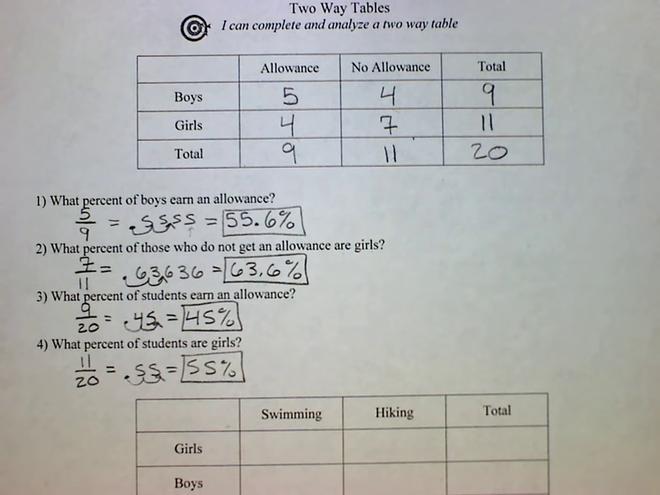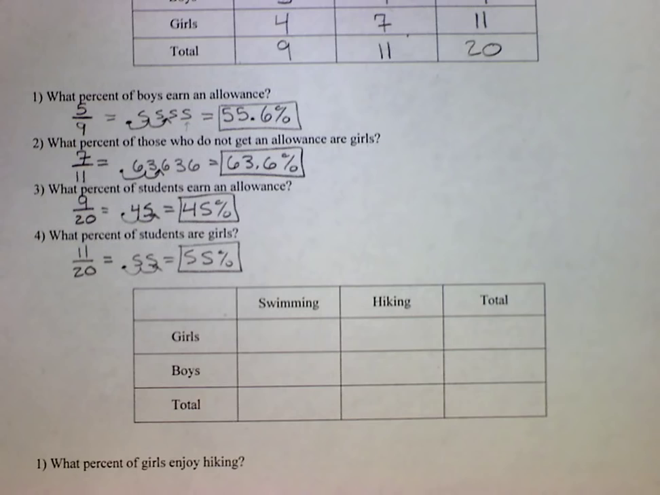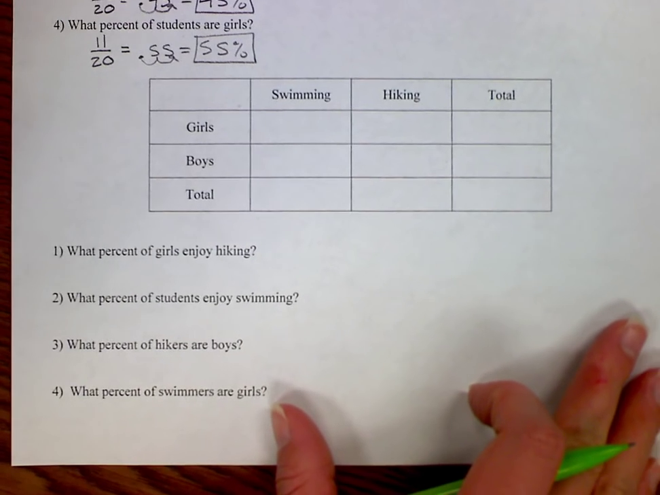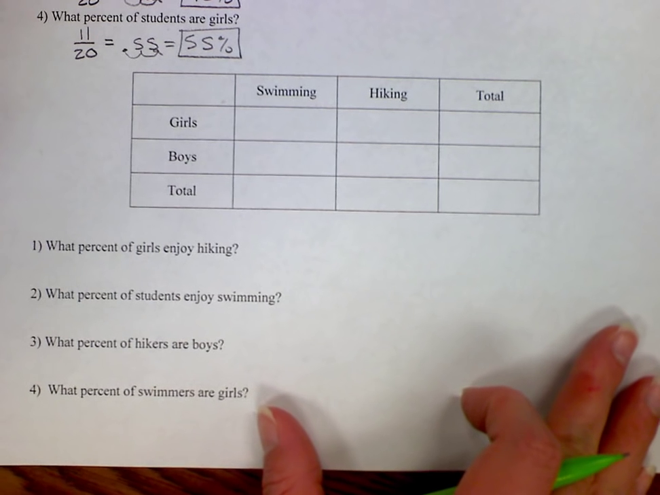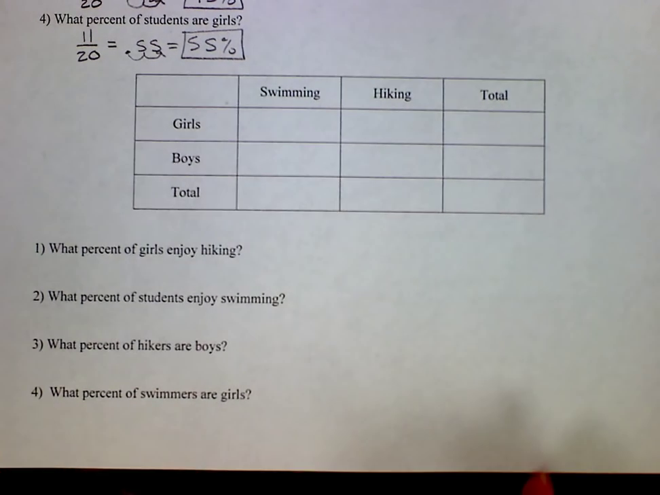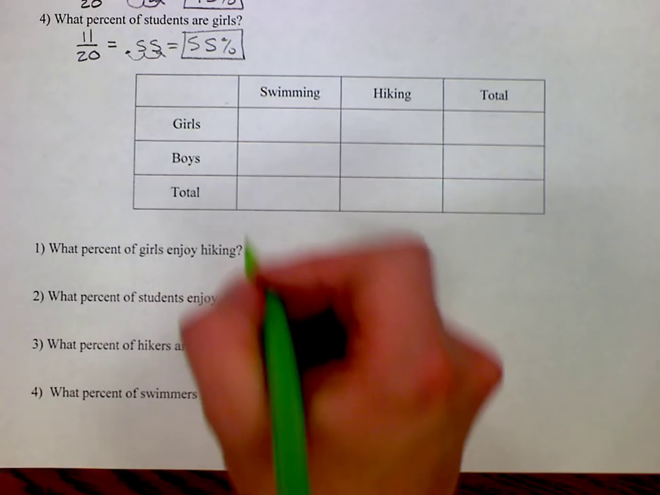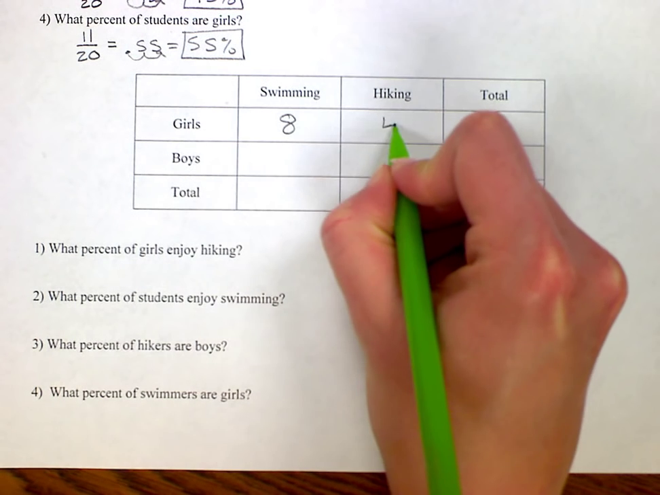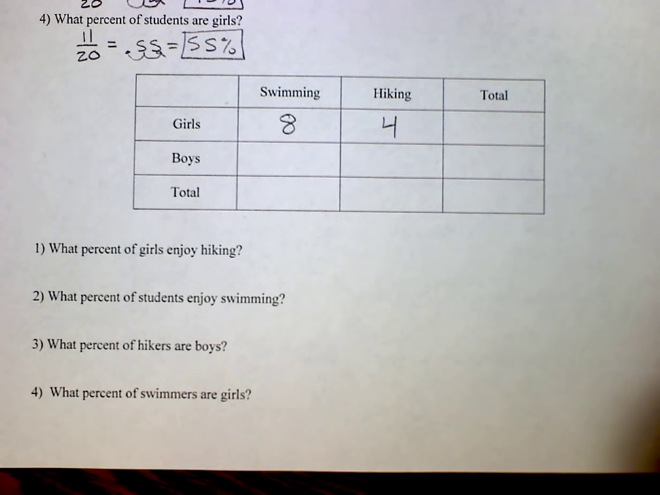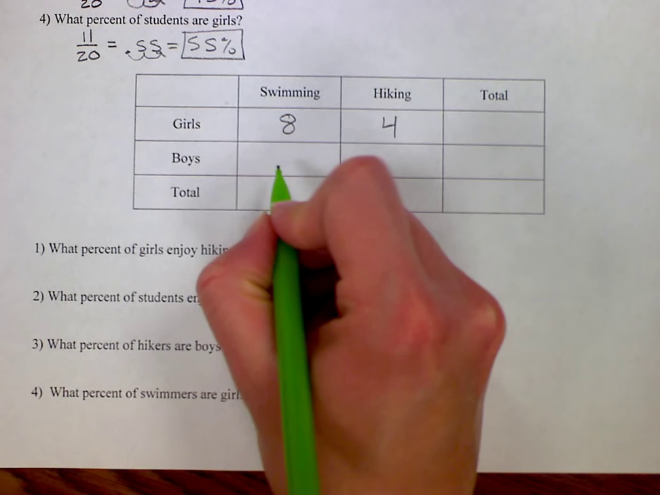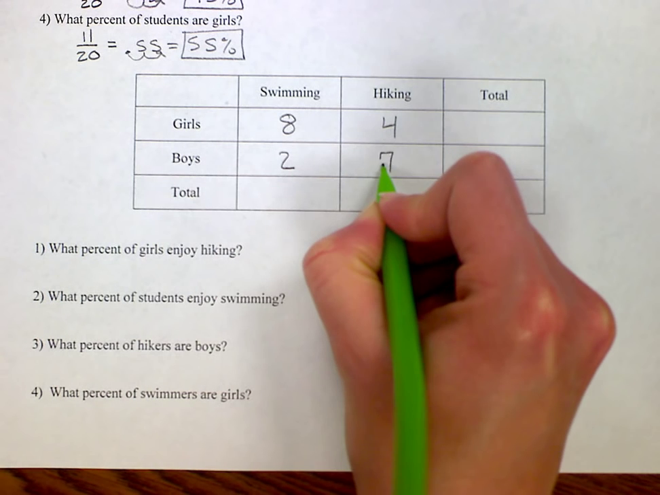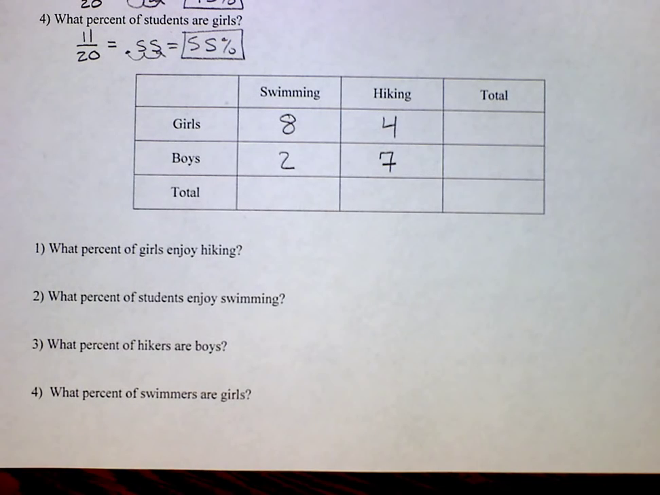Okay, so normally we would also fill in this second table by asking everyone in the class to raise their hand whether they like swimming or hiking better. So we're going to say when we voted, 6 girls liked swimming better than hiking. 4 girls liked hiking better than swimming. 2 boys liked swimming better than hiking, and 7 boys liked hiking over swimming.